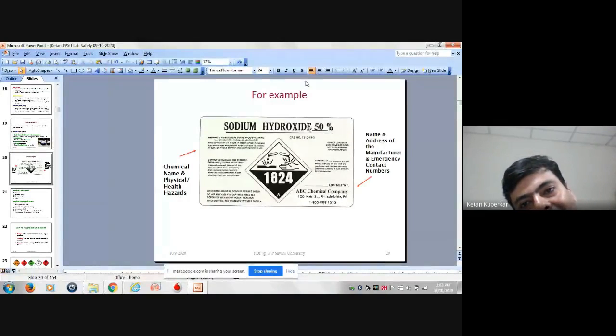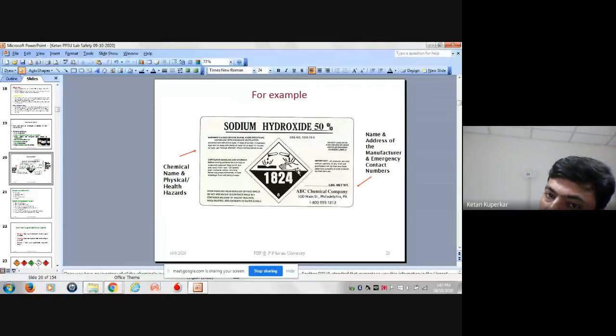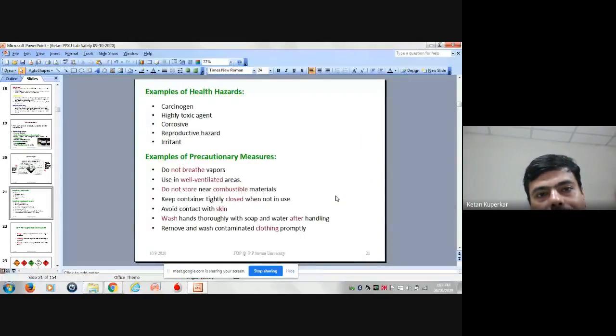So for example, I have shown here one label mentioning sodium hydroxide 50% solution. That means it has an aqueous environment. You may see here the Chemical Abstracts Service number, the CAS number, which is unique to it. The symbol here shows it is toxic. It's not toxic, but yes, you need to handle it very carefully. The chemical name, its physical and health hazards if not handled properly, and also the chemical company which supplies this particular chemical along with its contact number.